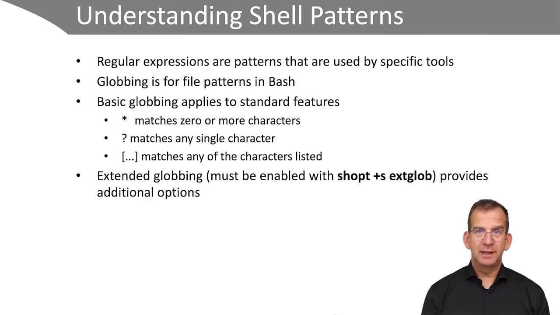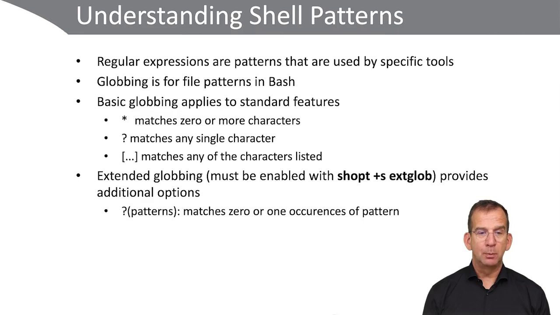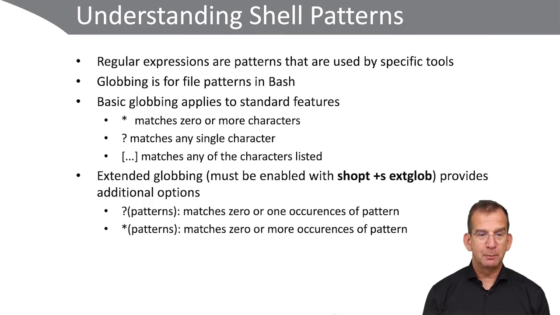A nice feature that is not commonly known about Bash is extended globbing. Extended globbing provides additional options to these patterns. If you want to use extended globbing, you need to enable it by using shopt -s extglob. And then you can use question mark patterns to match 0 or 1 occurrence of a pattern, or star patterns to match 0 or more occurrences of the pattern. Notice the difference between 0 or 1 and 0 or more.